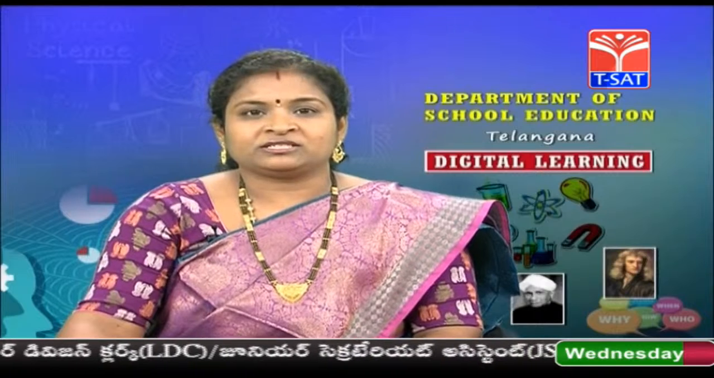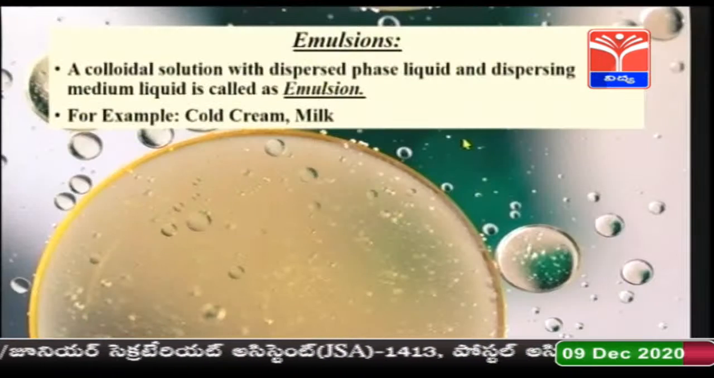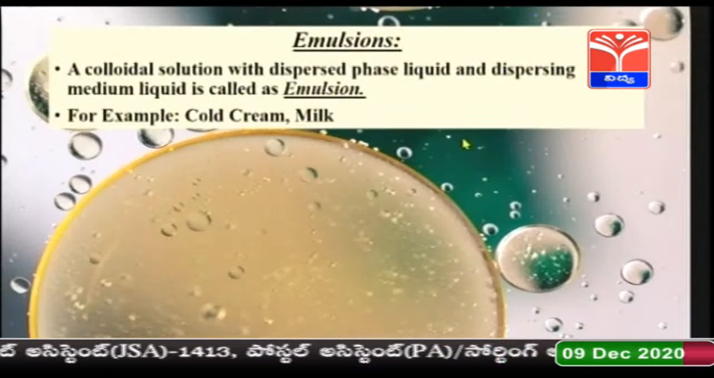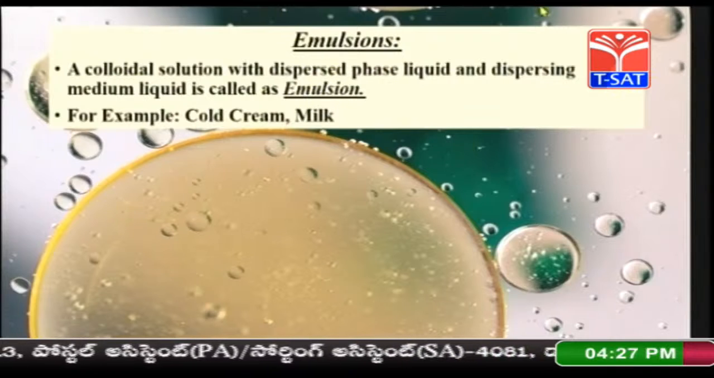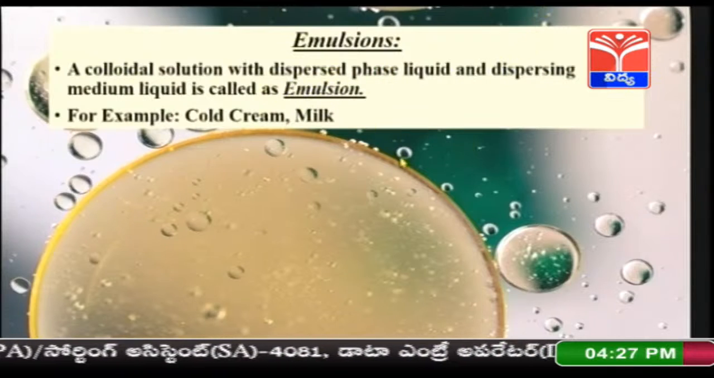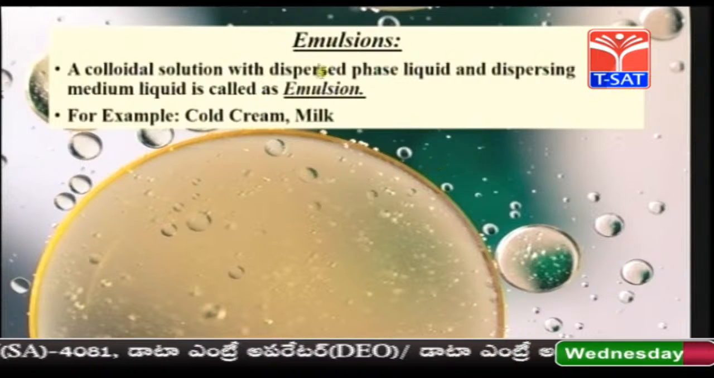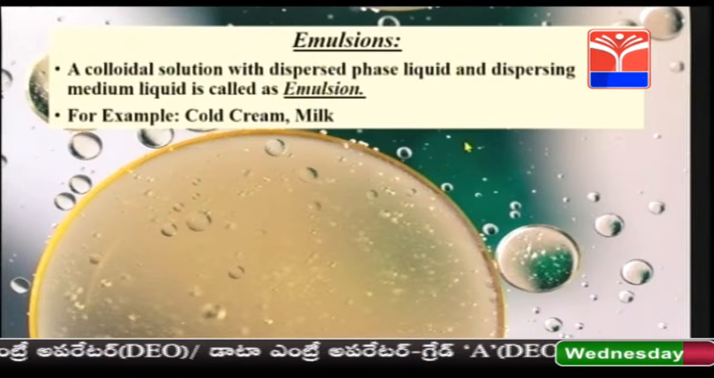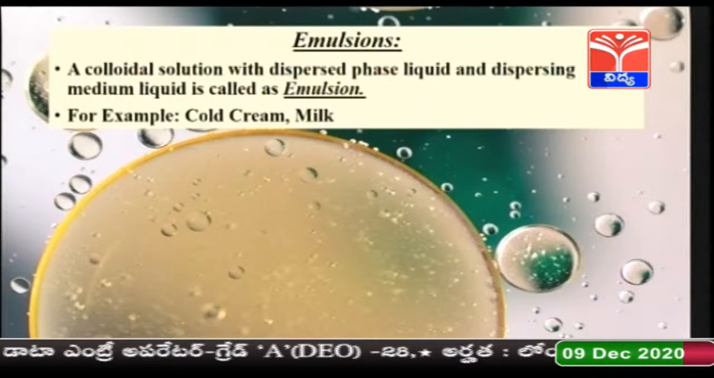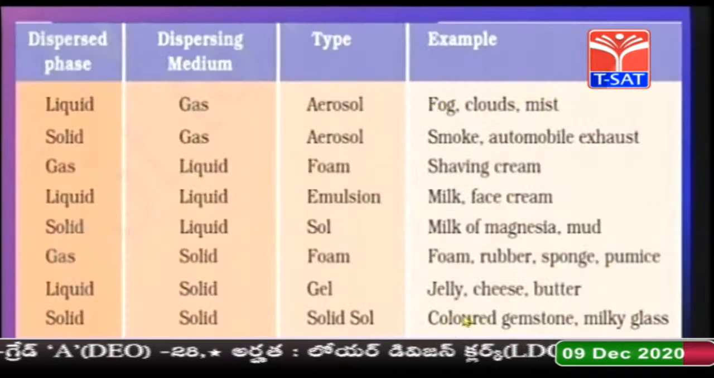Now emulsions. These emulsions are formed when two liquids are combined with each other in a particular ratio. Children, the dispersed phase is liquid and the dispersing medium is also liquid. Then it forms a colloidal solution called as emulsion. For example, milk. So we have seen so many examples, children.